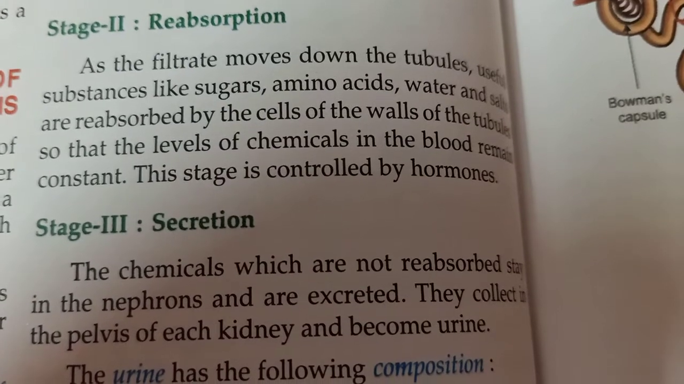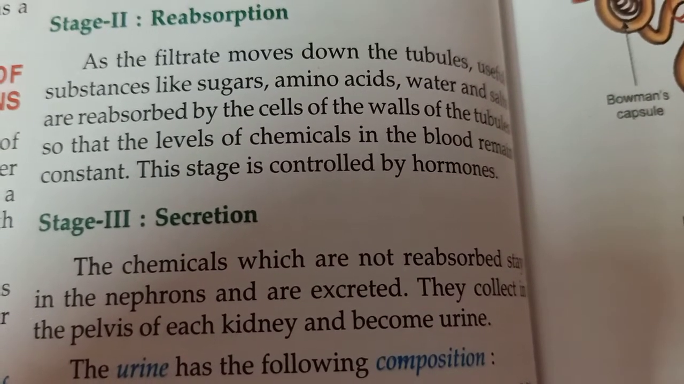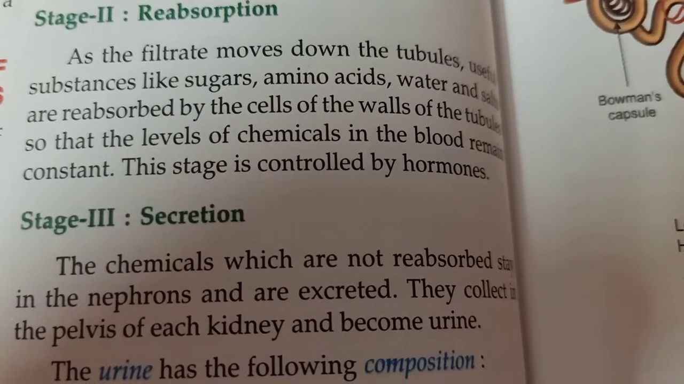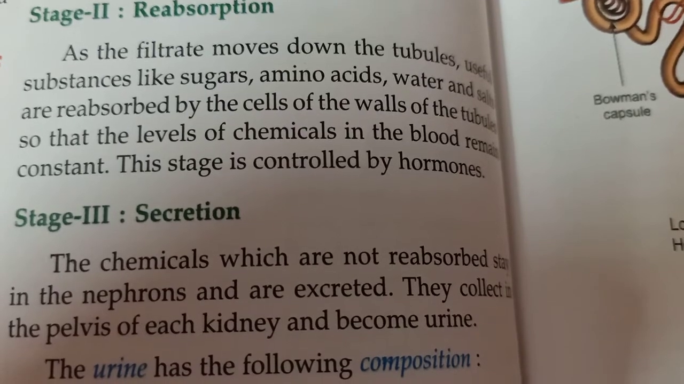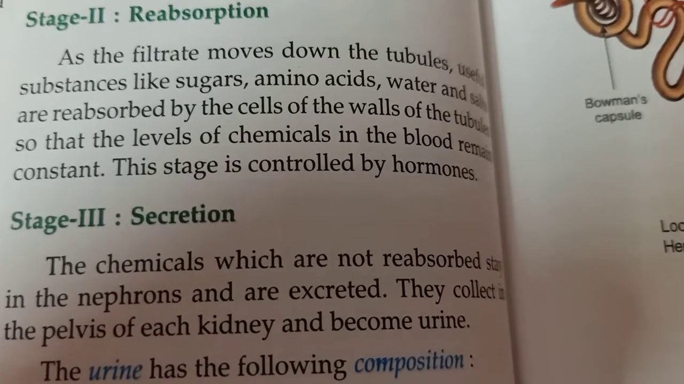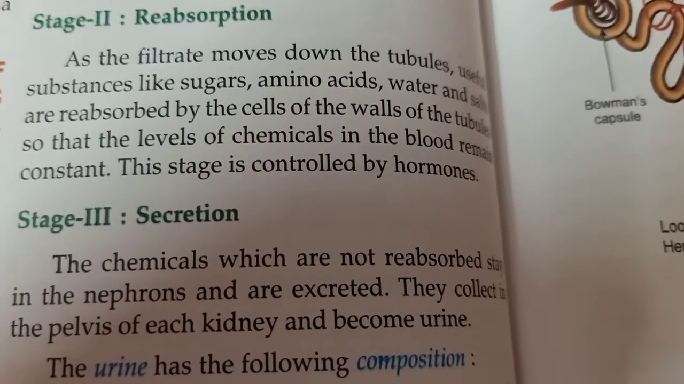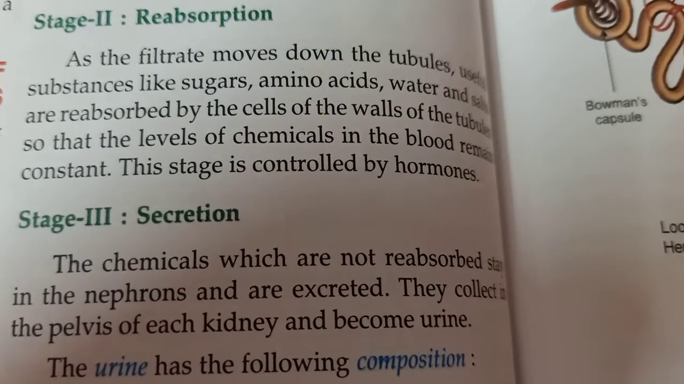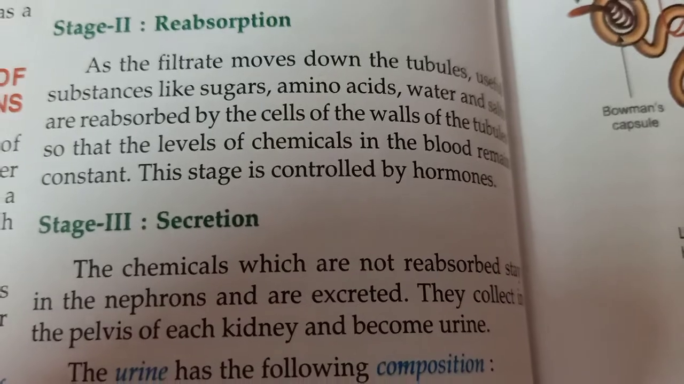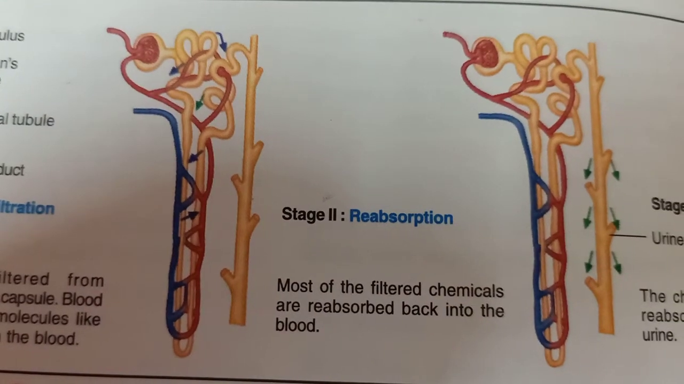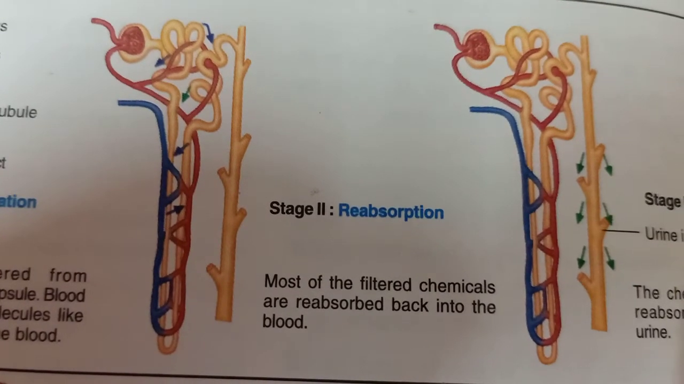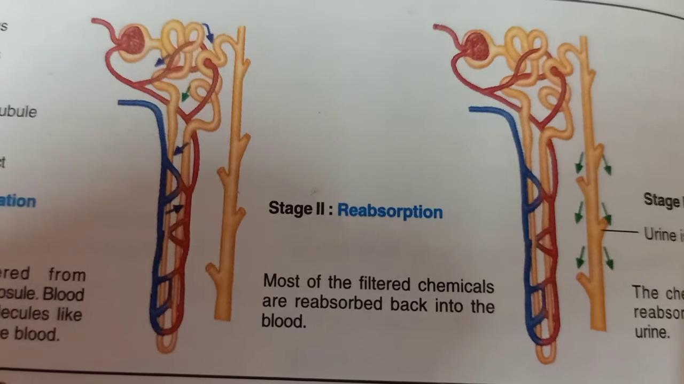The second stage is reabsorption. As the filtrate moves down the tubules, useful substances like sugars, amino acids, water and salts are reabsorbed by the cells of the walls of the tubules so that the levels of chemicals in the blood remain constant. This stage is controlled by hormones. Now we see in the diagram this stage of reabsorption. This is the second stage, reabsorption. Most of the filtered chemicals are reabsorbed back into the blood.